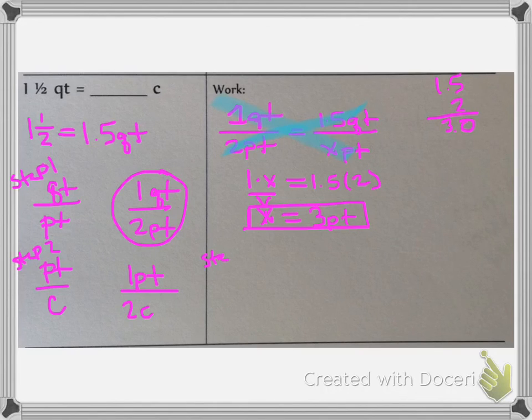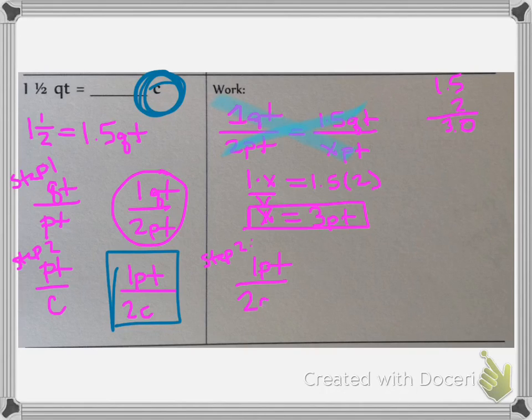Step 2, I've got to now change my pints to what? To cups. That's what I'm solving for. Okay? So now I'm going to use this one. What I know is that there's 1 pint to every 2 cups equals, well, I know pints from this problem. There are 3 pints, and I don't know my cups. Please solve this one, and whenever you find your answer, you are finished with this portion and go to video part 2.